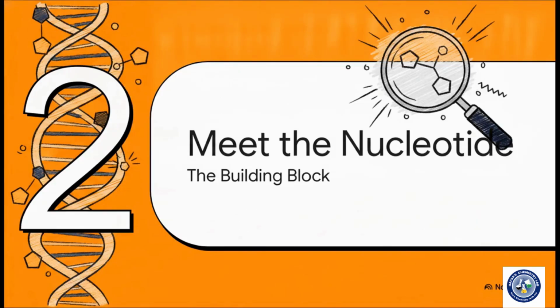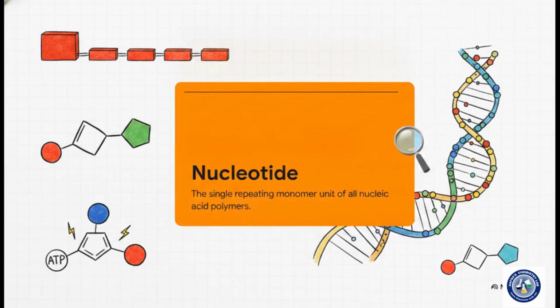Let's move right into Section 2, Meet the Nucleotide, the building block. We're zooming all the way in to see how these massive archival molecules are built from scratch. Every complex structure has to start with a simple brick. And in nucleic acids, that brick is the nucleotide. This is the single repeating monomer unit. You link them together over and over and over, and you get a nucleic acid polymer. And fun little side note here, even when they aren't chained together, individual nucleotides can actually act entirely on their own as vital cellular energy carriers. ATP is a perfect example of that.